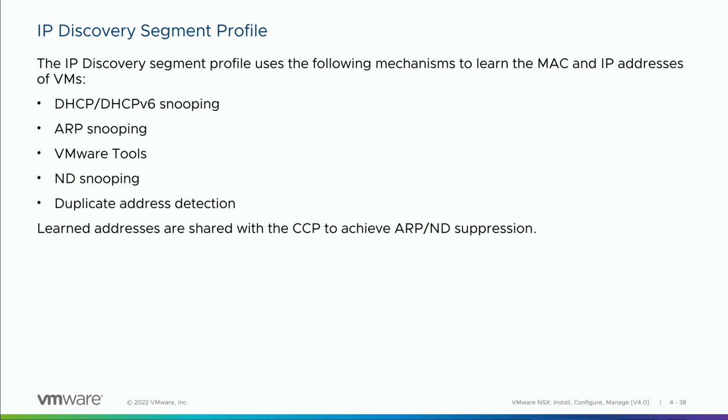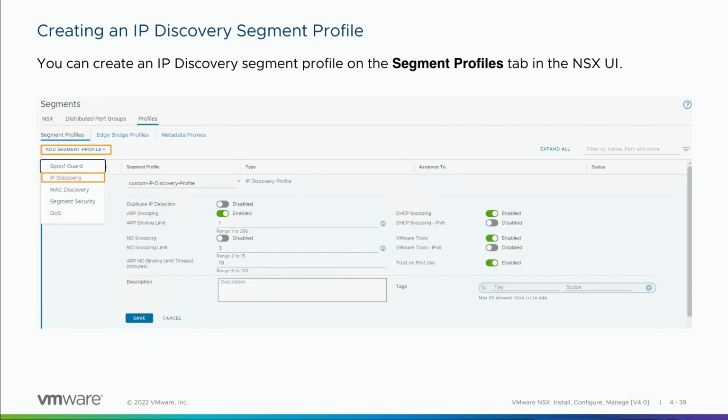Any way we look at it, we can collect that information. We've got a number of different ways to actually pull that information in from the virtual machine. And here we see the creation of an IP discovery segment profile. We've got toggles for ARP or VMware Tools or DHCP for both IPv4 and IPv6.